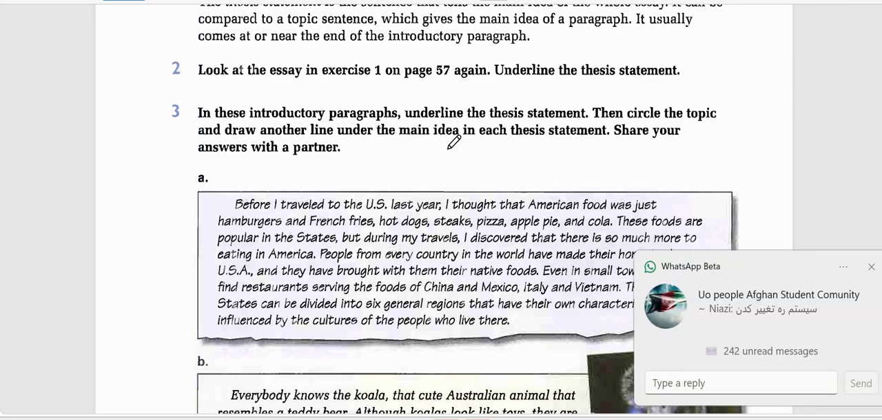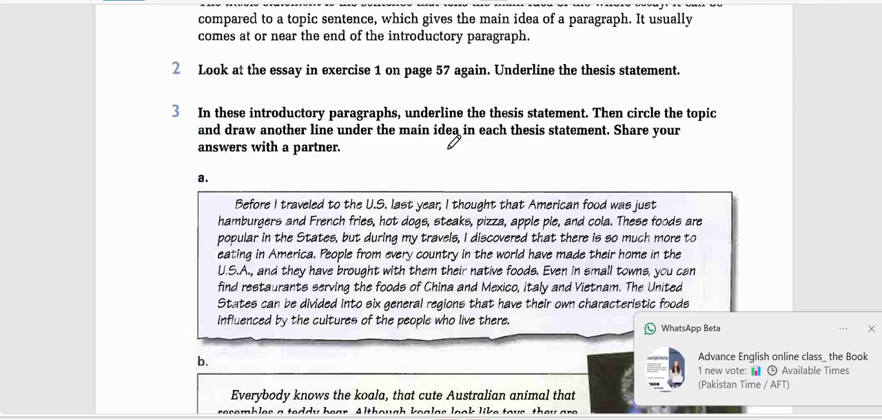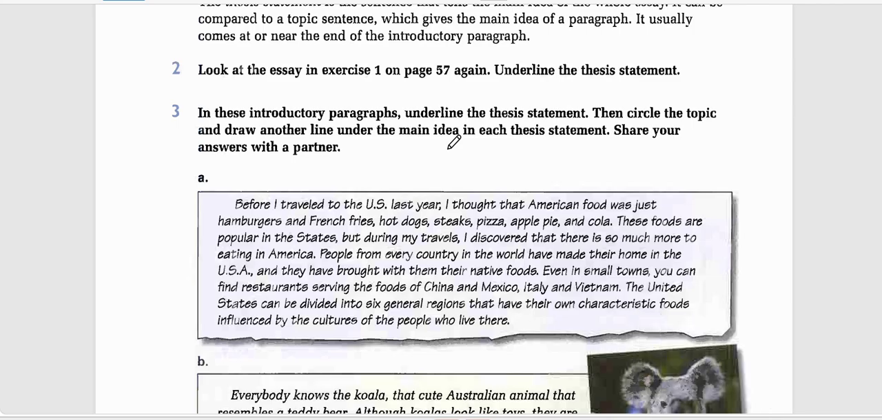So we did this with your friends, but unfortunately I forgot about the recording, so I'm recording this again. I was not able to record that one in the class. In the class, your friends already did this with me. So I'm going to practice it now and just point and underline where the thesis statement is.